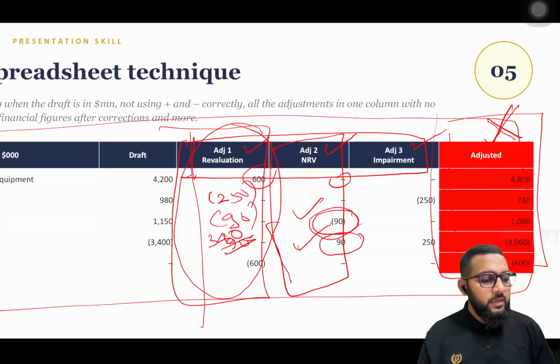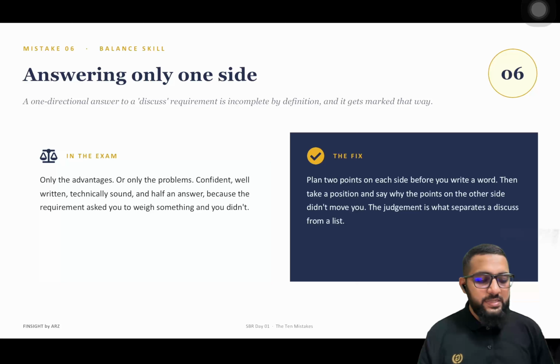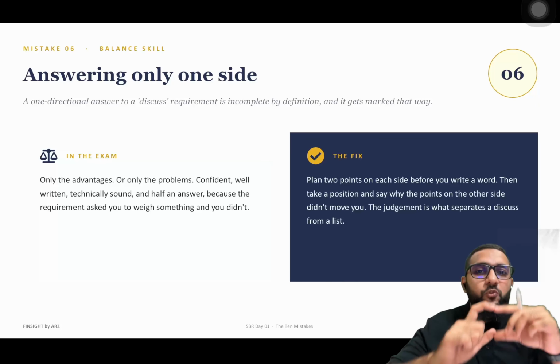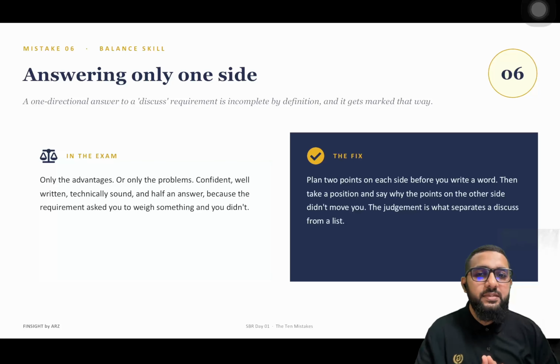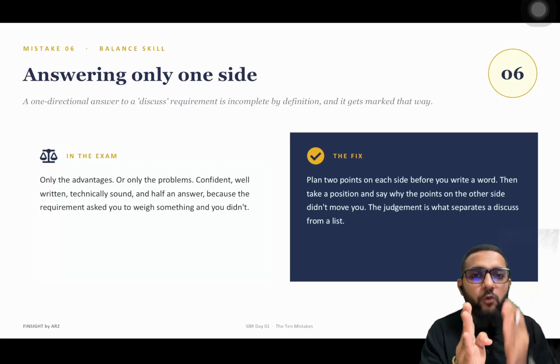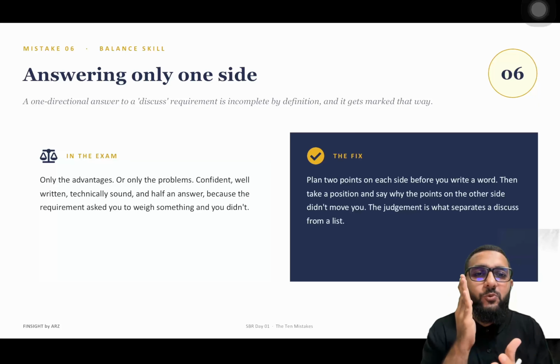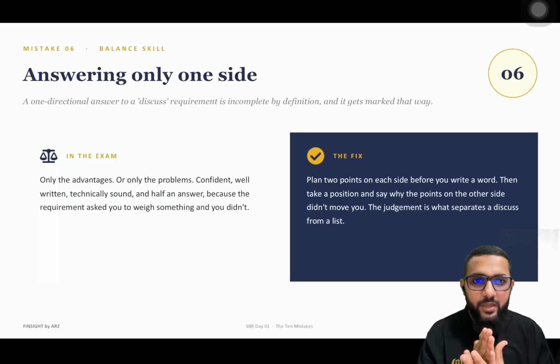All right. Then mistake number 6, where the candidates answer only one side while you are required to answer two sides. That depends on the verb. Understand the verb, you'll understand whether you need to answer one side or both sides. So giving one side for a verb that requires you to answer both sides gets you half marks, and does not get you the full marks there.